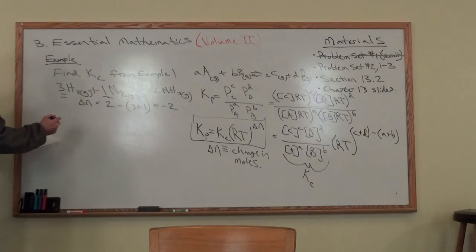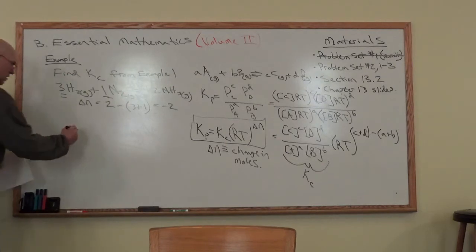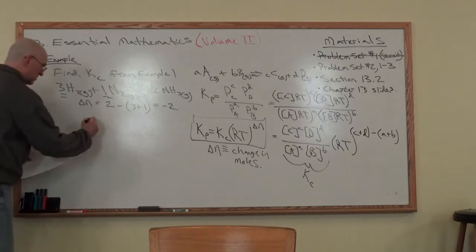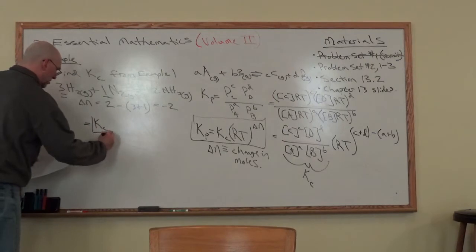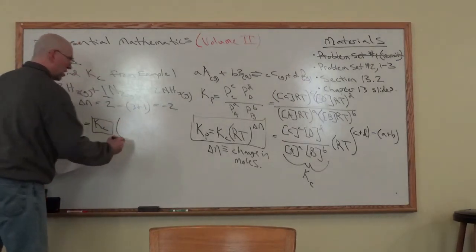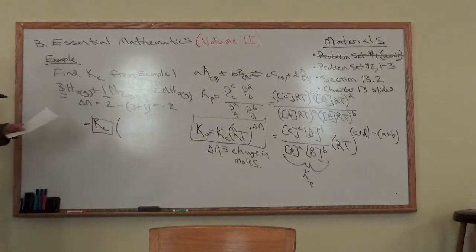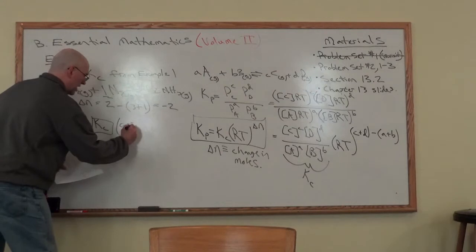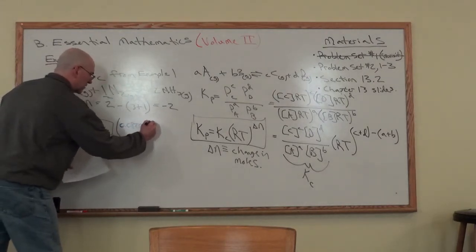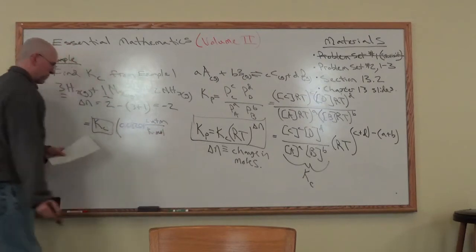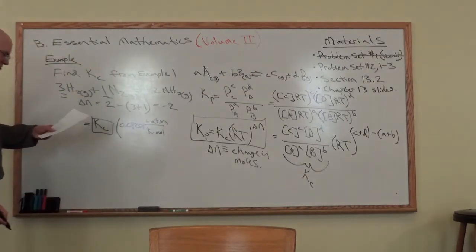Let's see. So we want to put in Kp. Well, we're trying to find Kc, aren't we? That's what we're trying to solve for. And we're putting in RT. Now we're using the old form of R from the ideal gas law. So this is 0.08201 liters atmospheres over Kelvin times moles, times temperature.